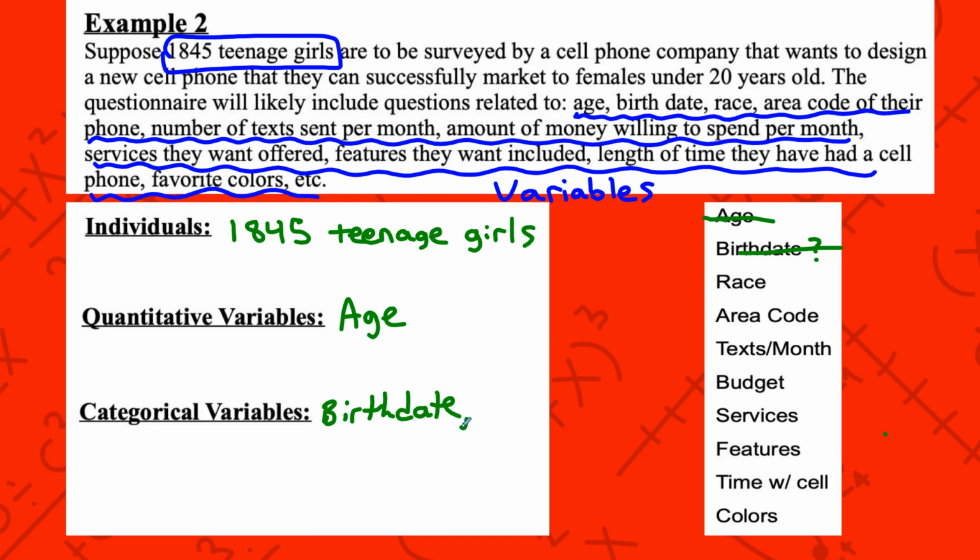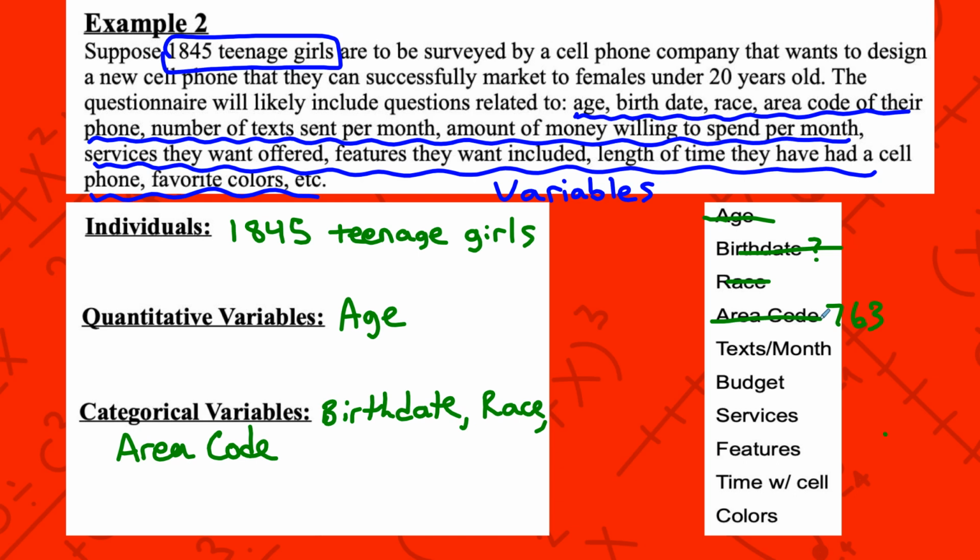Race, that's not a number answer. So if it's not a number answer, it's always going to go in categorical. Okay, area code. So mine is 763. Okay, that's a number, but it's not a number that's measuring anything. It's purely helping locate where that phone call is coming from. It's what area it's coming from. 763, Minnesota, 612, 651, those types of things. Even though it's a number, it's not. We wouldn't benefit by figuring out the average area code of these teenage girls. So that's going to go, even though it's a number, in categorical.